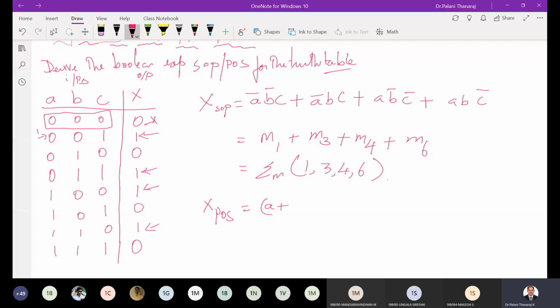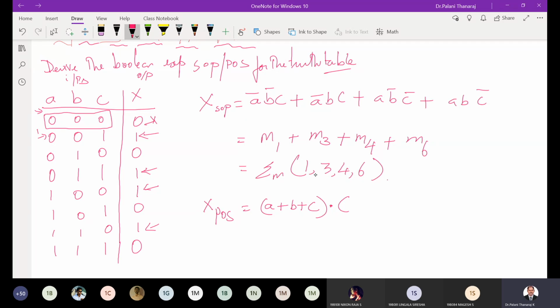You able to understand? Plus, what is next? B, plus C. I have to see this combination, and if it is 0, write the true variable. Only if it is 1, I have to complement in POS. So I'll be writing A plus B plus C. Now when you go to the next 0 output, I have to put a multiplication because it's a product of sums. So what is the next combination?